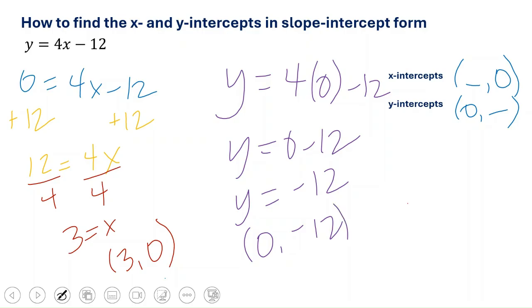All right, if I wanted to take a look at what this graph would look like, and this is very rough because I don't have points labeled, it's going to look something like this, okay? So I have my x-intercept right here at (3, 0). This is clearly not to scale, and my y-intercept here at negative 12. And that is how you find x and y-intercepts when you have an equation in slope-intercept form.